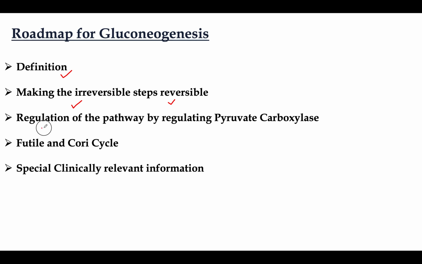We will talk a great deal about the regulation of gluconeogenesis by the regulation of the enzyme pyruvate carboxylase, and you have been introduced to this enzyme during the tutorial session where we talked about the conversion of pyruvate to oxaloacetate. We will then talk about the futile and Cori cycle, which operates between the liver and the muscle, and we will focus on special clinically relevant information with regards to the operation of the myocyte under various conditions, where we will again focus on the Cori cycle, and you will be introduced to the alanine cycle as well as how a muscle functions under different working conditions.